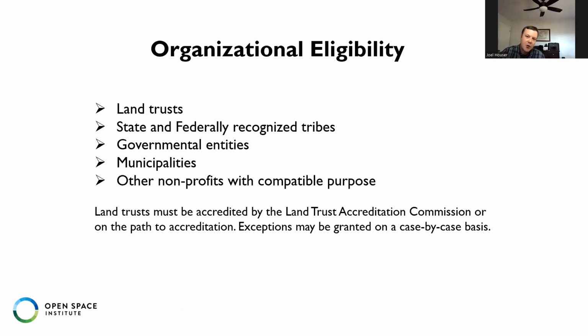So OSI will consider funding for land trusts, state and federally recognized tribes, governmental entities such as state agencies and municipalities, and other nonprofits with compatible purpose. So those may be organizations such as nature centers, environmental nonprofits, et cetera. We will not fund individuals or for-profit entities.